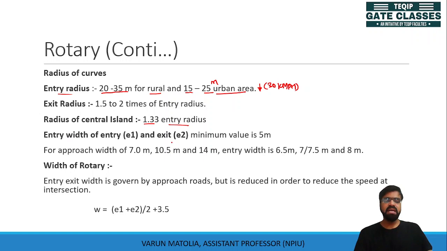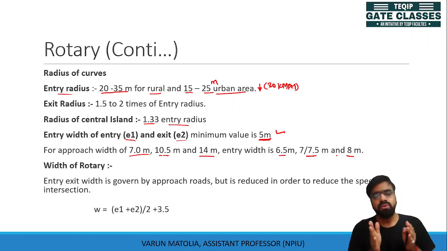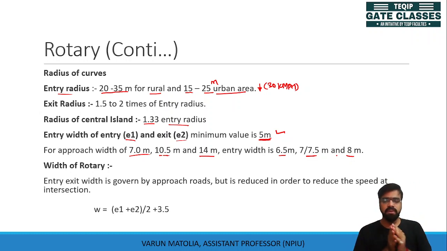The entry width and exit width are comparatively same. If the values are not given, you can take the value of entry width equal to exit width. The minimum value of entry width is 5 meters. If the approach road is 7 meters or 10.5 meters or 3 lane or 4 lane for one direction, then the entry width will be smaller in order to allow the vehicles to move slowly into the rotary.